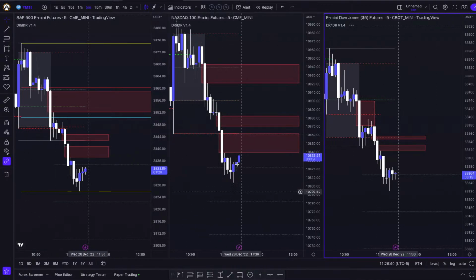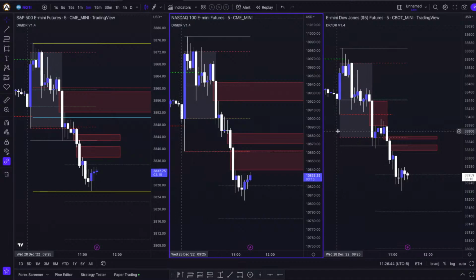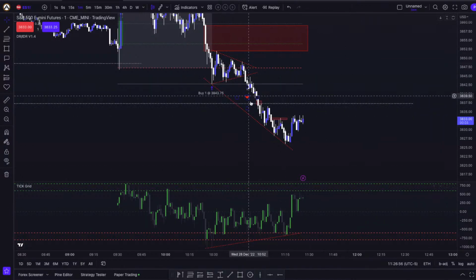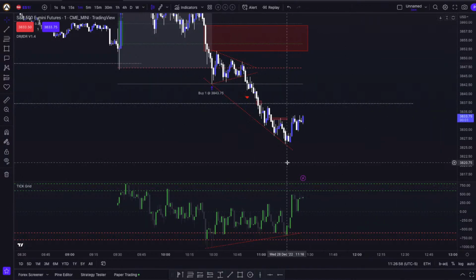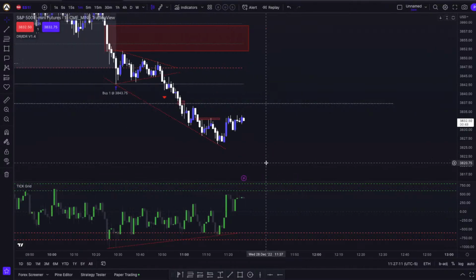We do not have any divergence, SMT divergence between any of the US indices, so we're still waiting for some SMT divergence to form to give us little bits of indication, but so far we don't have any divergence other than the tick grid divergence between the S&P 500 and all its underlying equities. All right.